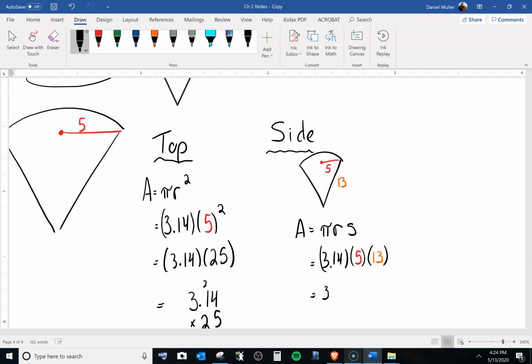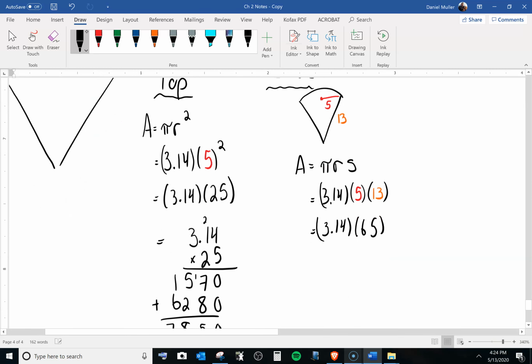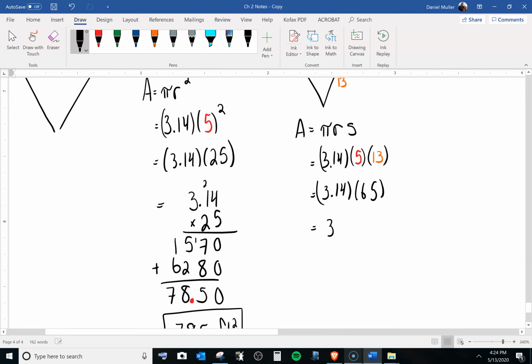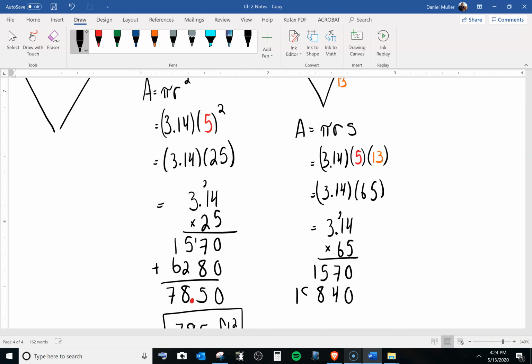So I will do the easier part first and go 3.14 and then 5 times 13. 5 times 10 is 50. 5 times 3 is 15. So I'm thinking it's 65. And then I can't do that in my head, so I will just do this instead. 5 times 4 is 20. 5, 6, 7, and then 15. Start with the 0. 6 times 4 is 24. Carry the 2. Nice. It's already there. 6, 7, 8. And then 6 times 3 is 18.